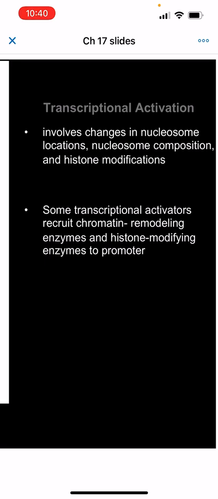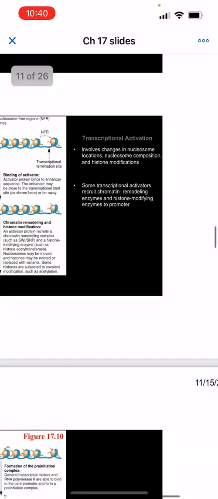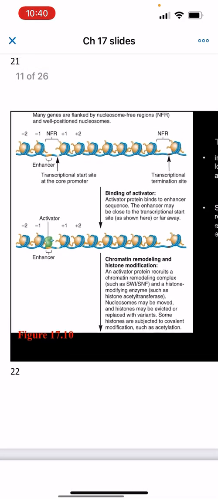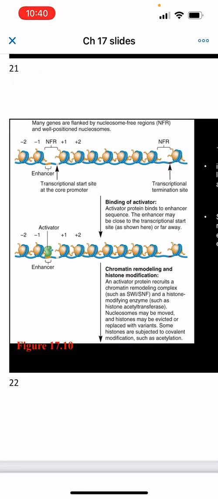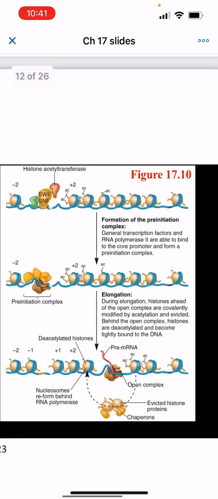So in this case, our activator brings in a chromatin remodeling complex, which is a really common one called SWI/SNF. And SWI/SNF brings in a histone acetyltransferase. That is going to acetylate the tails of the nearby histones. Remember, that's a modification that causes the DNA to loosen its grip on the nucleosome. All right, so DNA is loosening its grip, pre-initiation complex starts to form, and then we can switch to elongation.